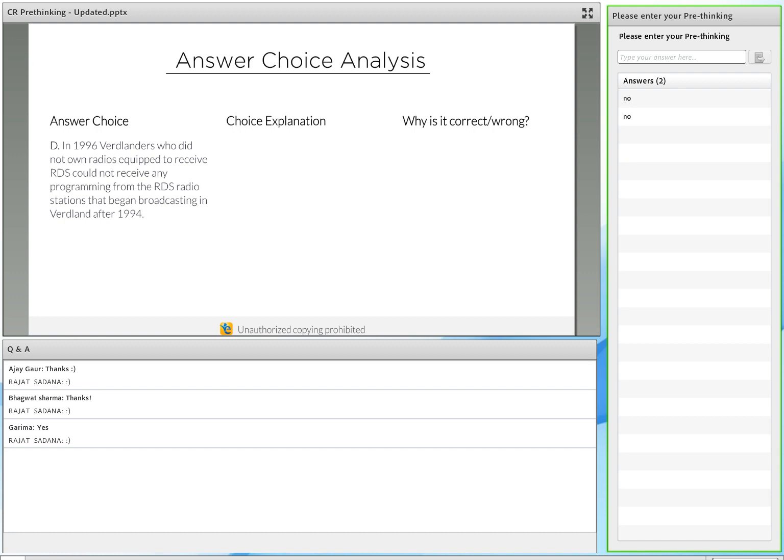Choice D was also very popular. Okay. Choice D says, in 1996, and this is very interesting when you choose an answer choice and you really say, man, this answer choice had so many reasons why I would want to reject this, but still I selected you. This is a classical indication that you got lost in the argument. In 1996, Verlanders who did not own radios equipped to receive RDS. Do we care about people who don't have RDS radios? Do we care about people who don't have the right kind of radio?